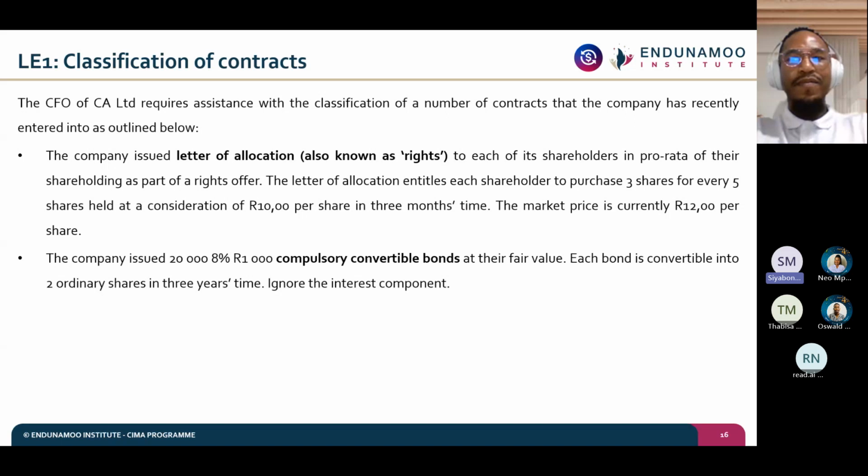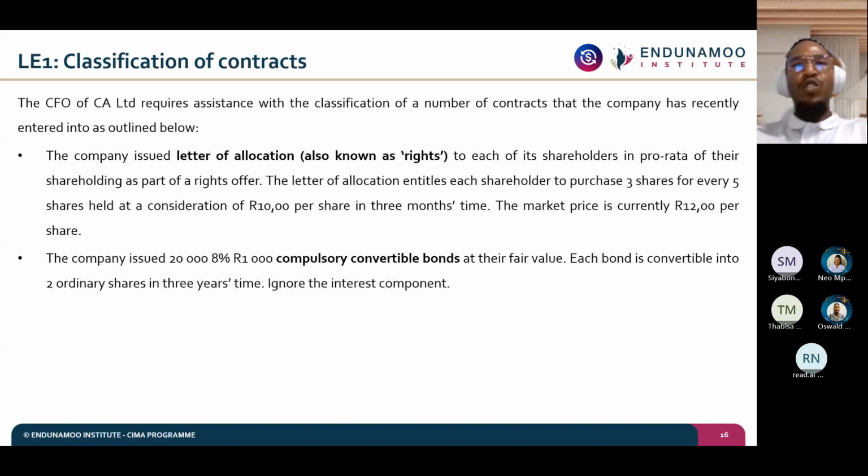I'm here. So on the date on which the letter of allocation is issued, let's say I am a shareholder. You are CA Limited. You issue me with a right. Let's say I have 5 shares in CA Limited. You just give me a letter to say, hey David, in 3 months' time, if you want to, you can come and buy 3 additional shares for 10 Rand per share. Do you agree with me that on the date on which you issue me this letter, I would not have paid you anything? Yes, I do agree.